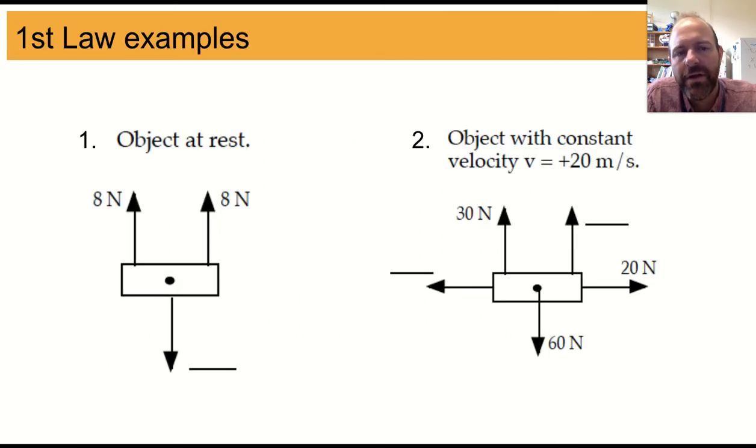So let's take a couple of examples here. If we're looking at the first law, an object is at rest. Any upward force must be balanced by a downward force. Those two 8 Newton forces are opposed by a single 16 Newton force. If it's moving at a constant velocity, the net force is also 0. So 20 Newtons to the right needs 20 Newtons to the left. 60 Newtons down needs 60 Newtons up.